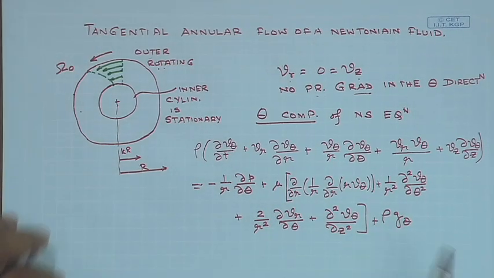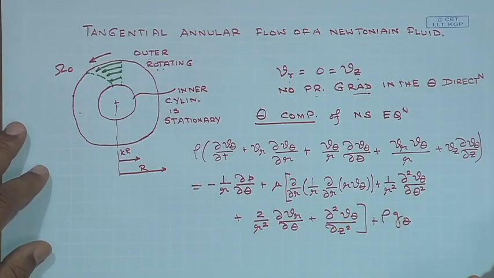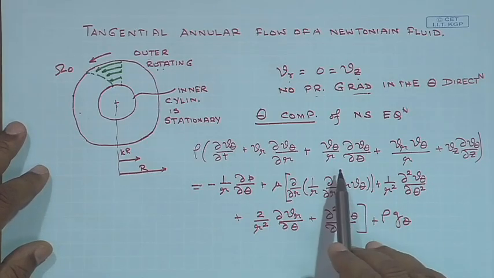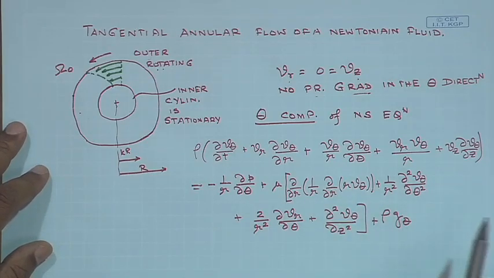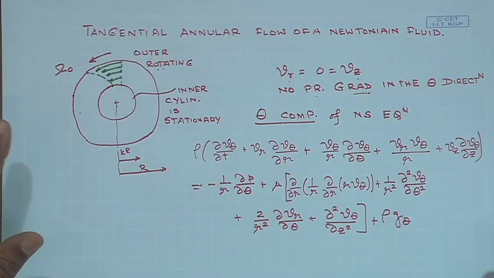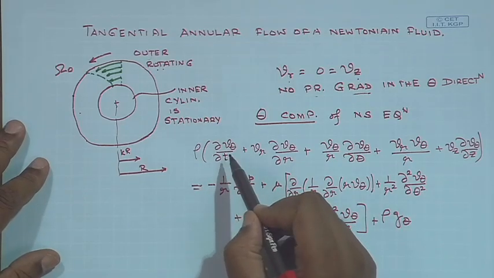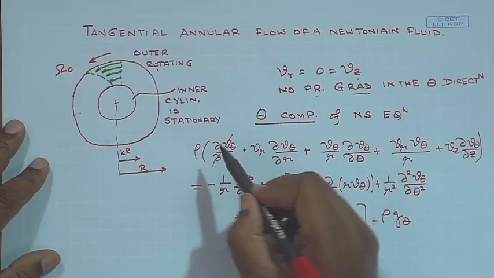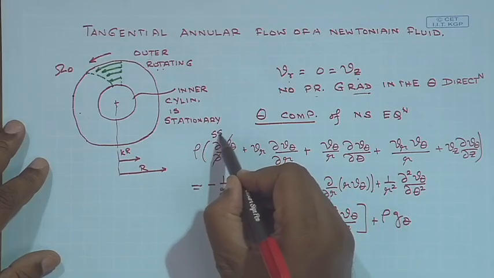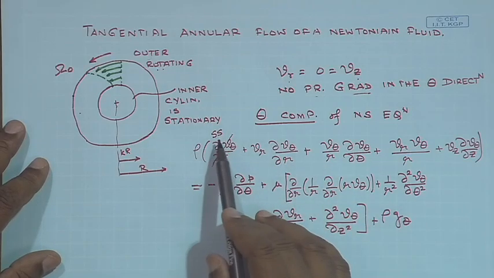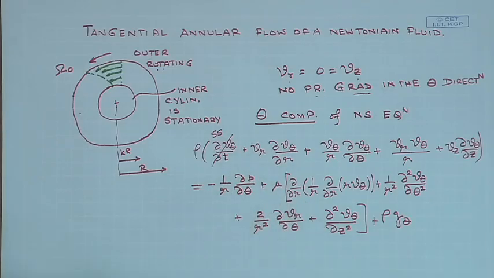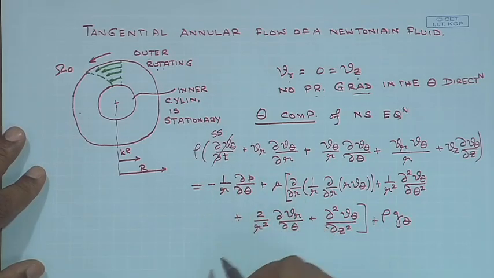So, this is the final form of the equation, and even though it looks ominous to start with, you would see that after you cancel the terms, it is going to be very compact. So, let us start with the first one, which is the temporal term. This would obviously be 0 since we are dealing with steady state. So, since it is a steady state case, del v theta del t would be equal to 0.